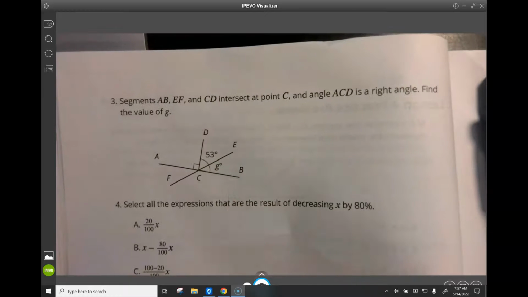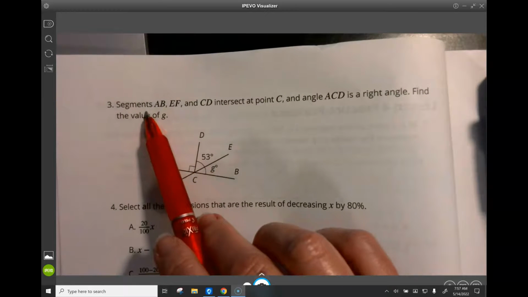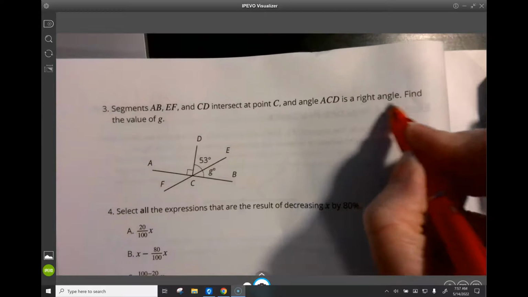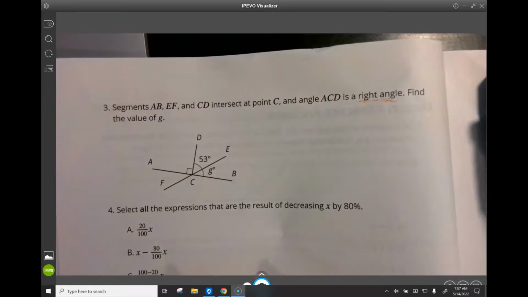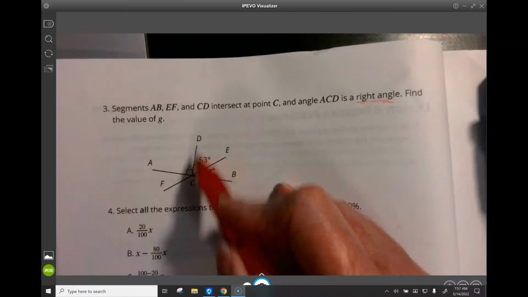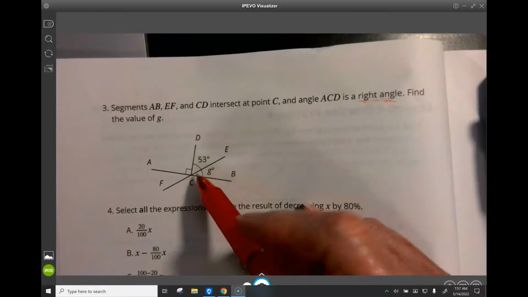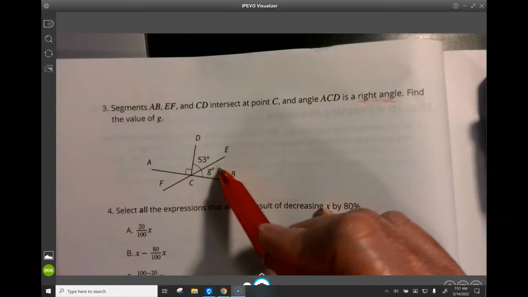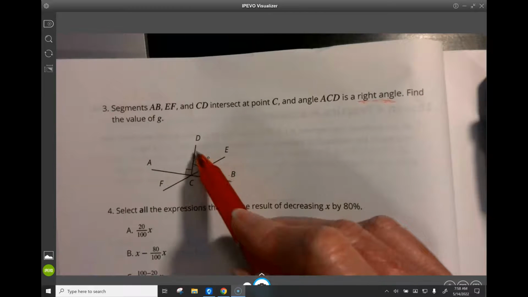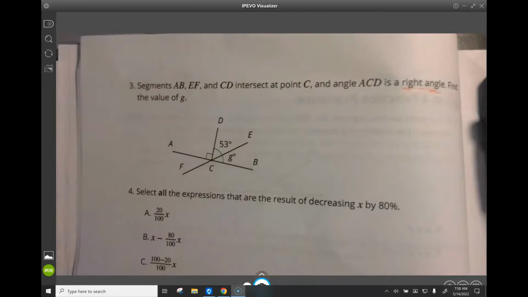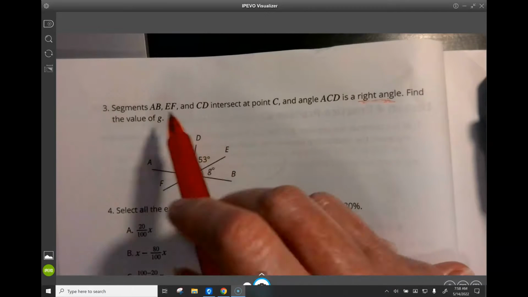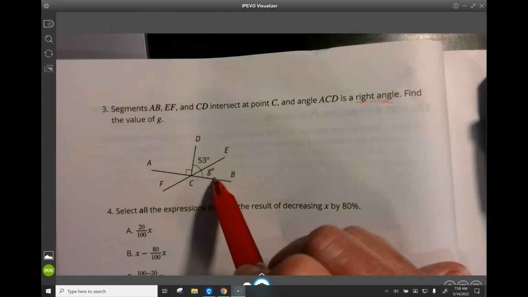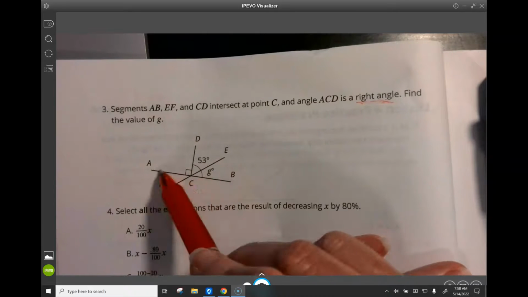Number 3, when you get to number 3, you need to start marking it up. Segments A, B, and E intersect at a point. Angle ACD is a right angle. This is what they should have done in the summary. So ACD, and they marked it, is a right angle. That's 90, so therefore, what is this measure if it's on a side? Okay, so that's 90, and you're going to go that way. You're going to find the value of G, so this angle right here. So you don't even have to do all of that. Just look at what your 3 angles are on a straight angle.